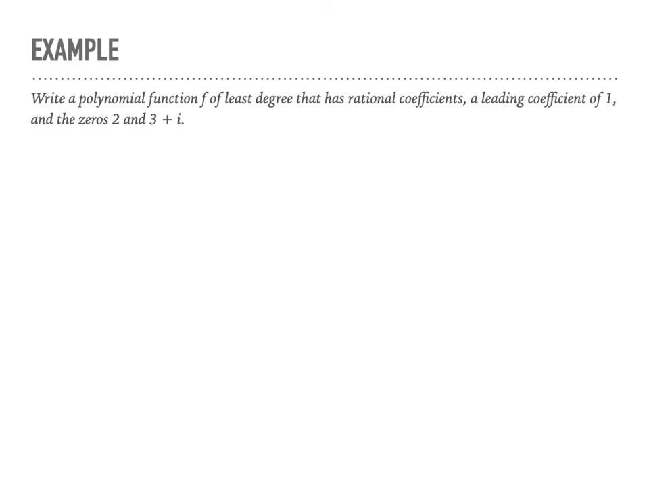Now let's look at the following example. Write the polynomial function f of the least degree that has rational coefficients, a leading coefficient of 1, and the zeros 2 and 3 plus i. So we know that there are real coefficients, so we can keep in mind the complex conjugates theorem.